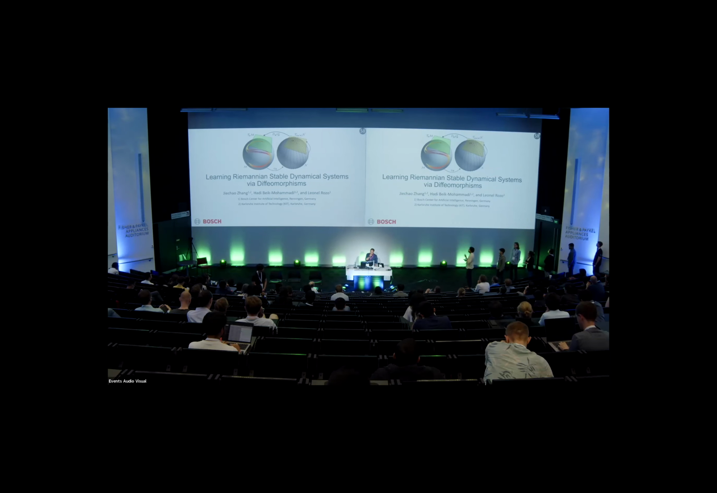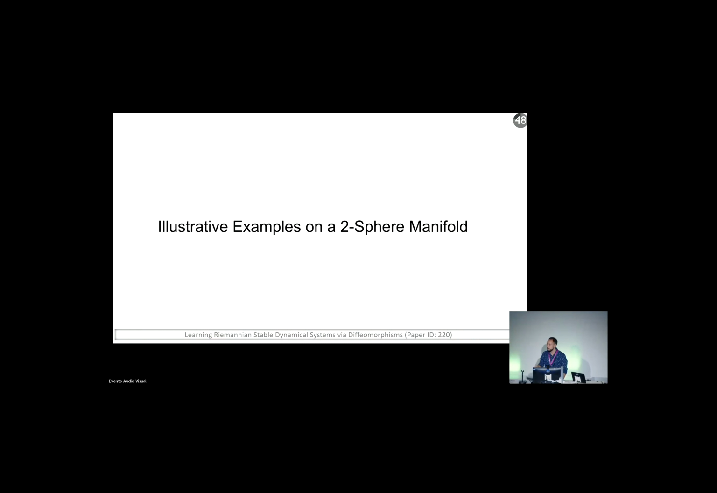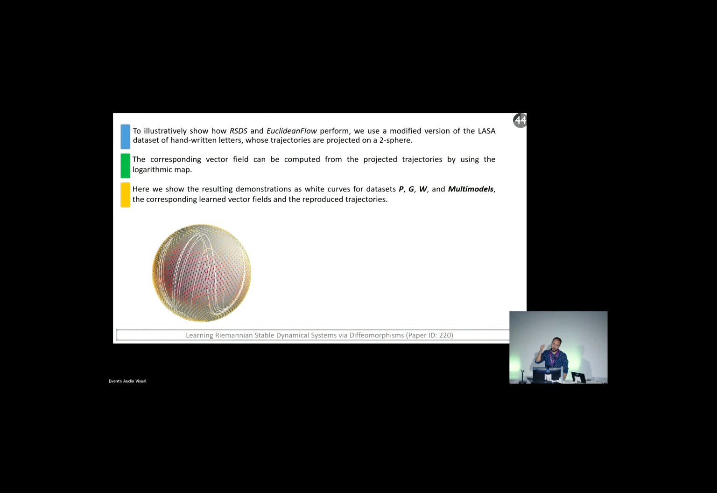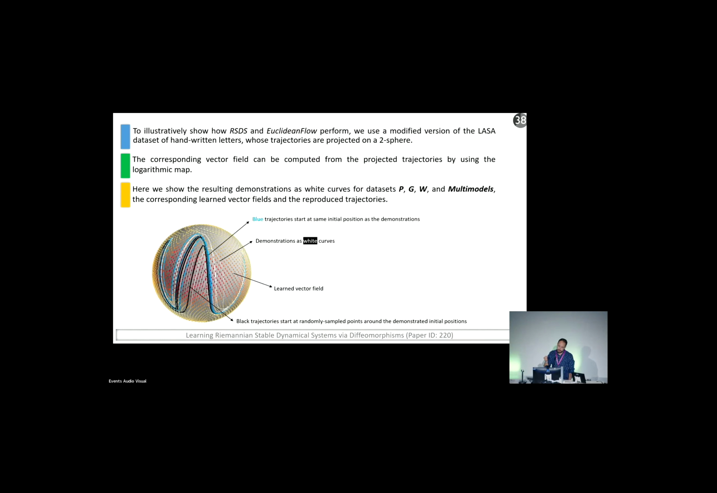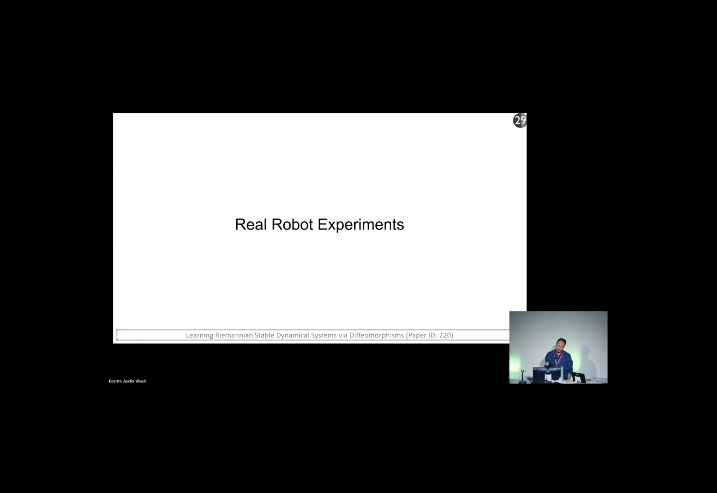Our work on learning Riemannian stable dynamical systems addresses the problem of encoding complex dynamic skills, where the state of the system actually evolves on non-compact Riemannian manifolds. So we initially tested our approach on the two-sphere manifold, which is a compact manifold. And here we can see that we can actually learn stable Riemannian vector fields. We compared this against Euclidean approaches, and we clearly showed that Euclidean approaches actually fail on these kind of settings.